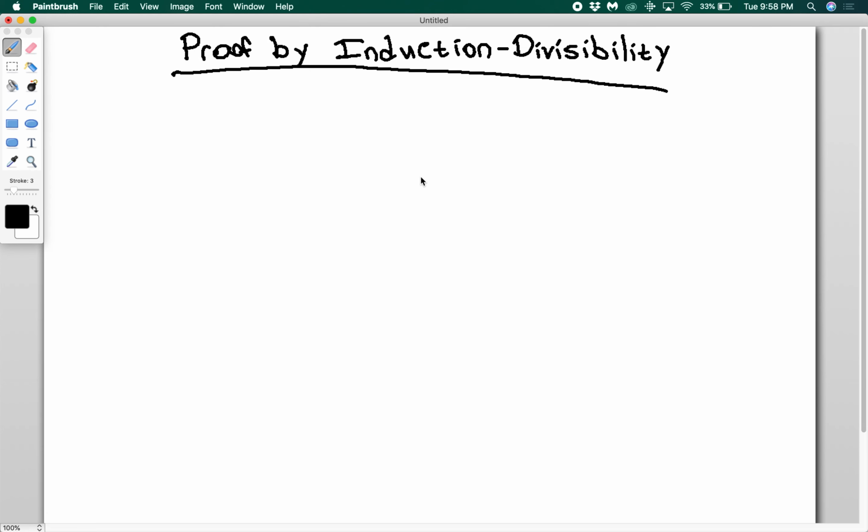Common to try to prove with induction is that certain expressions are divisible by a certain number, particularly if you get into number theory. This is something that is reasonable to do in introductory number theory courses. So to do an example, let's prove that 2 to the n plus 2 plus 3 to the 2n plus 1 is divisible by 7.